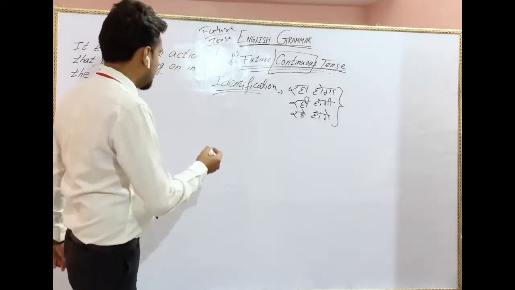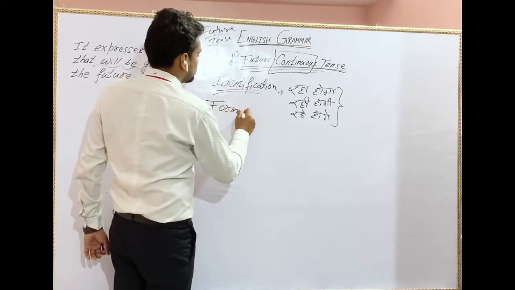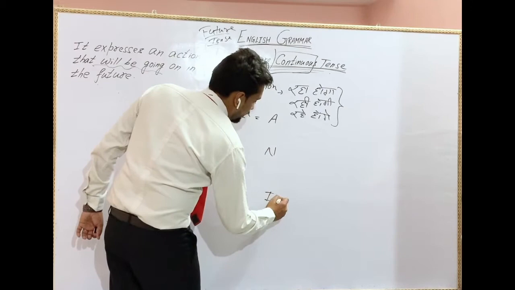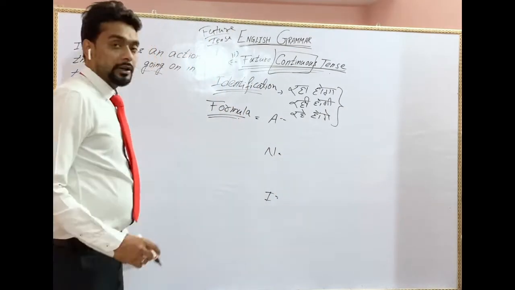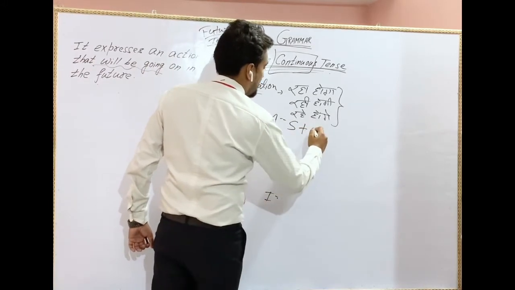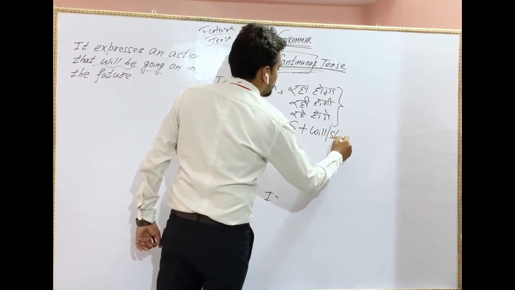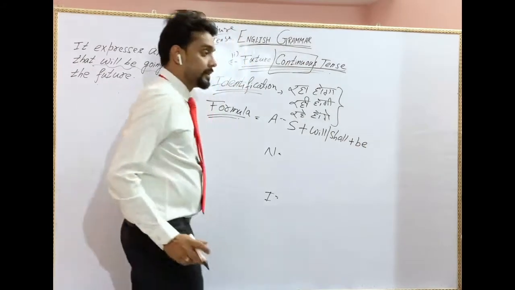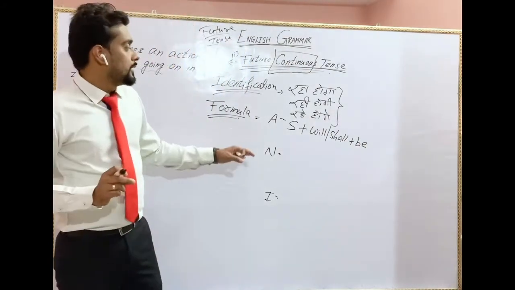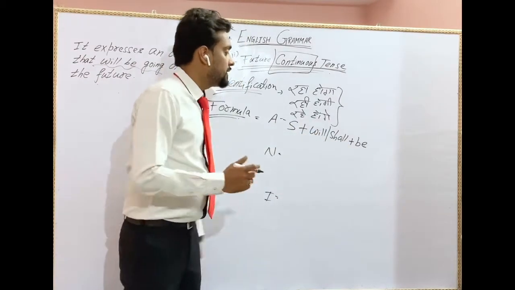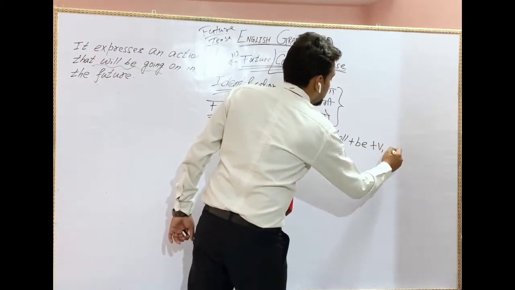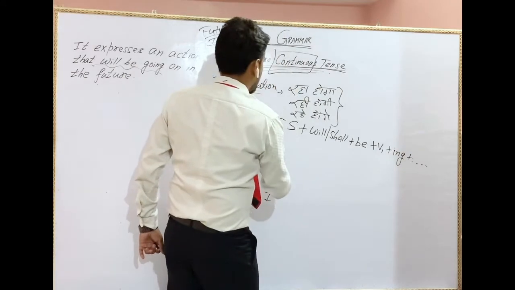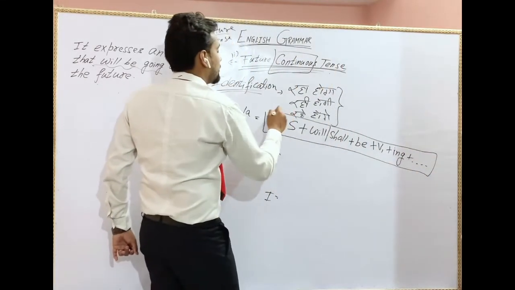So in future continuous tense, the formula is, this is for affirmative, negative and interrogative. Okay, so subject plus will or shall. I've already told you where to put will, where to put shall. Plus be. So this is a new word, be. So subject plus will or shall plus be plus V1 plus ing, and if there is object, plus object. This is the formula for affirmative sentence.